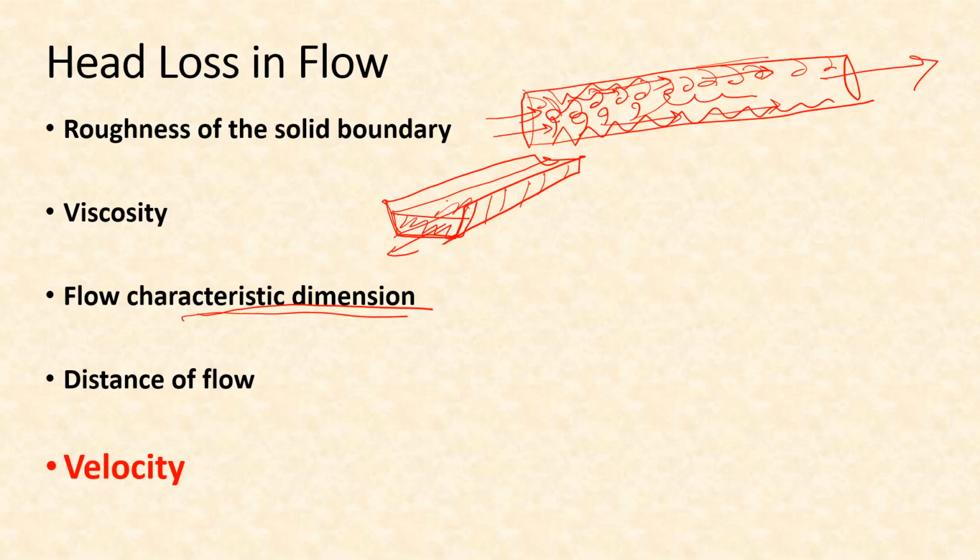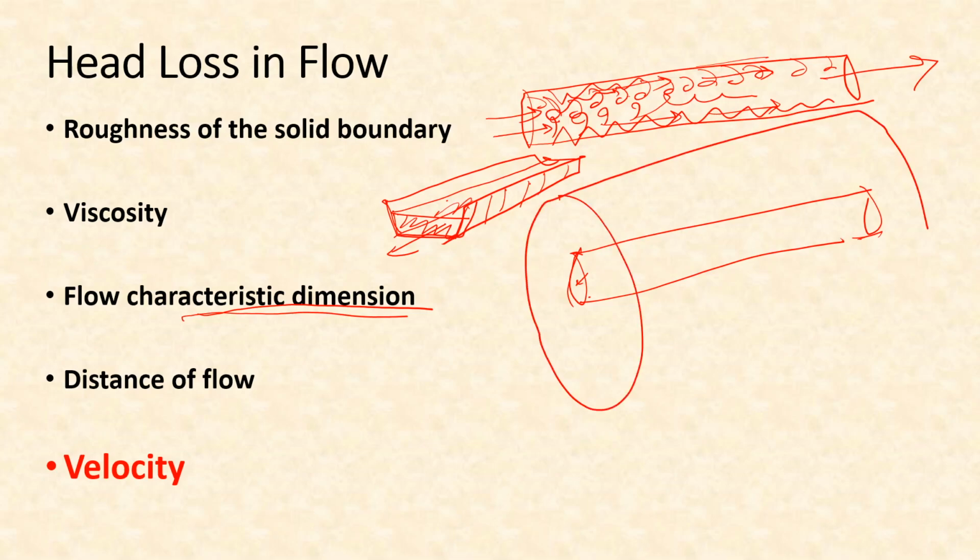So in case of a pipe, if the diameter is a certain amount, then it will cause some kind of resistance. But if the diameter is very large in a pipe, then most of the flow will be away from the boundary, so the boundary friction will not be affecting most of the flow.